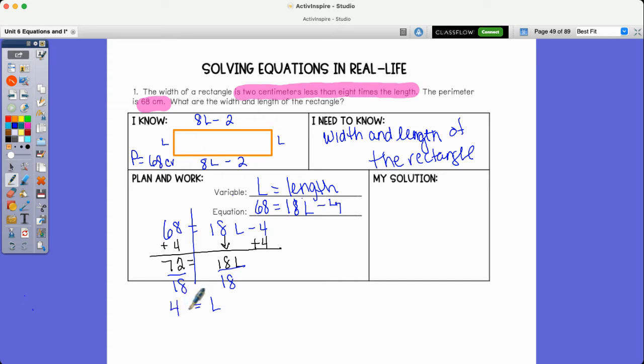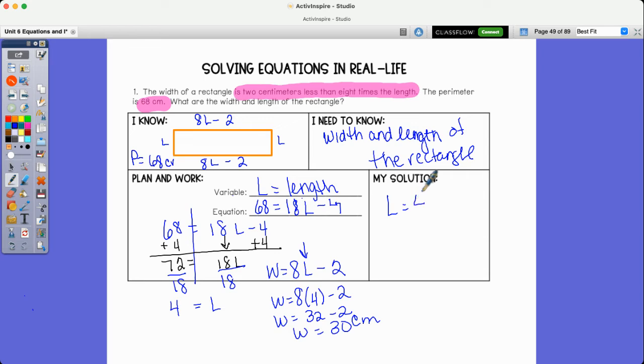Now, we still have to find the width. In order to find the width, we plug the L into this spot right here. So I have 8 times 4 minus 2. My width is 32 minus 2, or my width is 30, and these were all in centimeters. So my length is 4 centimeters. My width is 30 centimeters. And that is how we solve the problem.